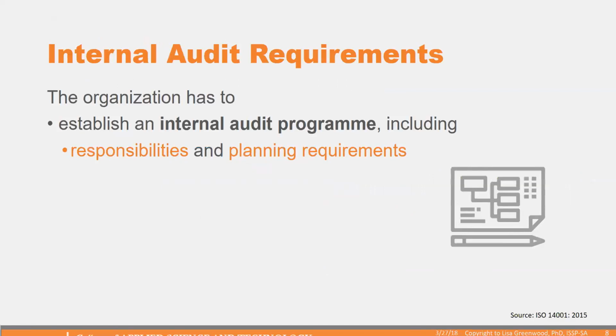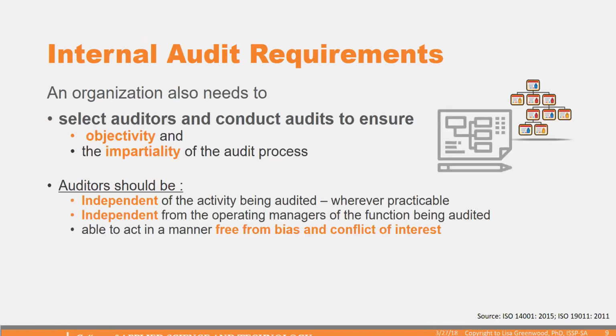The requirements in the standard state that the organization has to put a program in place for auditing the environmental management system, which includes which audits need to be done, when, by whom, the methods to be used, and the program has to address responsibilities of personnel in relation to the audit program and planning requirements related to the audit program. So responsibilities for those conducting and reporting on audits need to be specified and communicated, whether the auditors are internal or external. As part of identifying responsibilities and planning requirements for the internal audit program, an organization has to select auditors and conduct audits to ensure objectivity and the impartiality of the audit process.